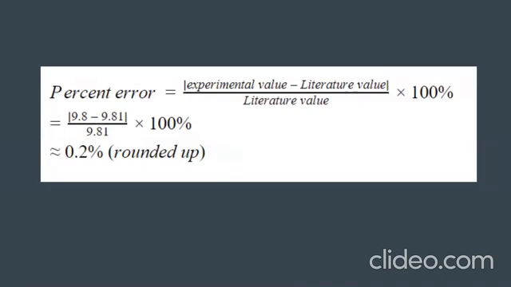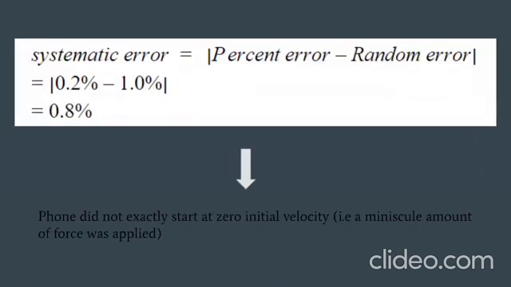The percent error is thus 0.2%, which makes this experiment highly accurate to the targeted value. The systematic error is the absolute difference between the percent error and the random error, which is thus calculated to be 0.8%.